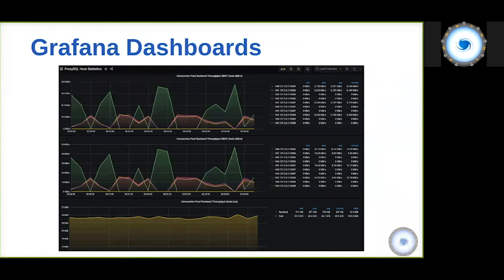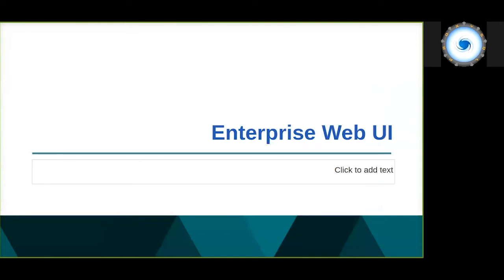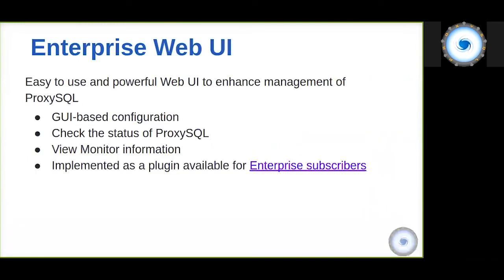Now, the final interesting feature that has been introduced in ProxySQL 2.1 is the enterprise web UI. So what exactly is the enterprise web UI? It is basically a graphical user interface that allows you to configure ProxySQL through a browser. So it is a web UI. And from here, you will be able to configure ProxySQL, but also to check the status of it and also view all the monitor information.